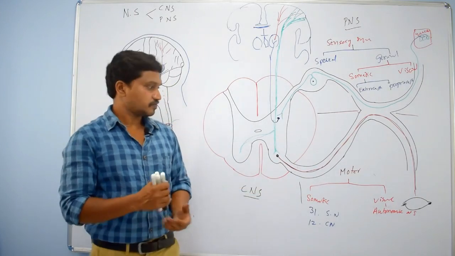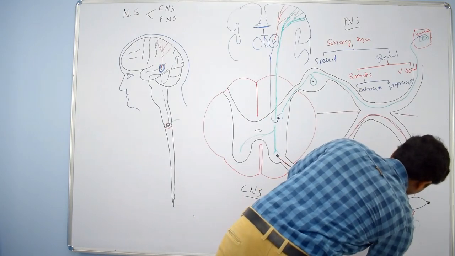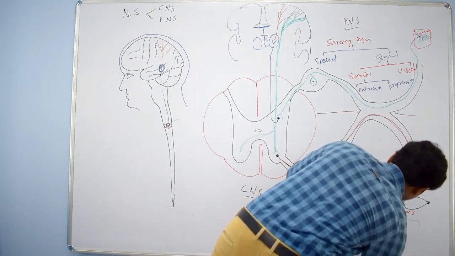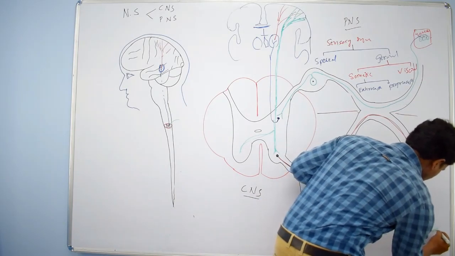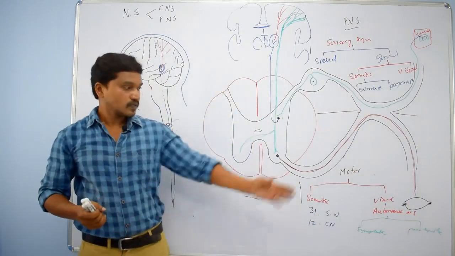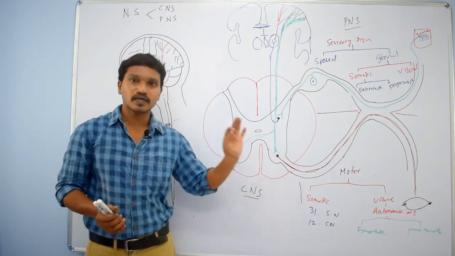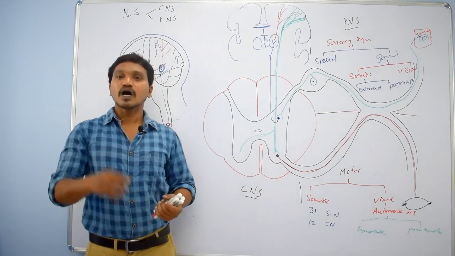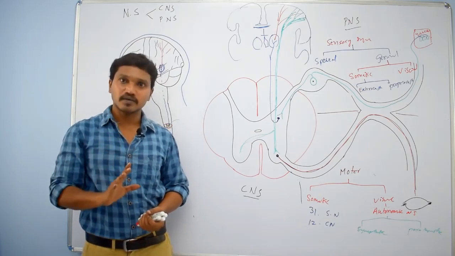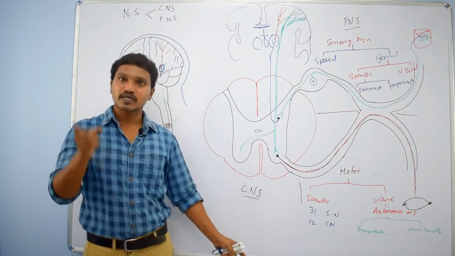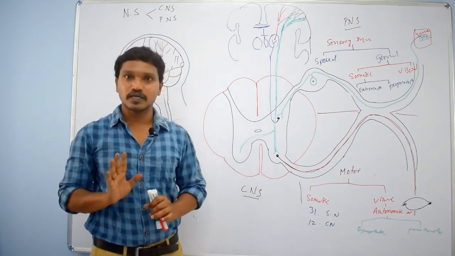This autonomic nervous system again divides into sympathetic and parasympathetic, right? Actually, I will take a separate class for this autonomic nervous system, but for completion's sake I will explain very briefly. That means from where autonomic nerves will arise, how they reach the target organ, and if the sympathetic nervous system activates, what will happen? If the parasympathetic nervous system stimulates, what will happen? That only I will explain in this session.